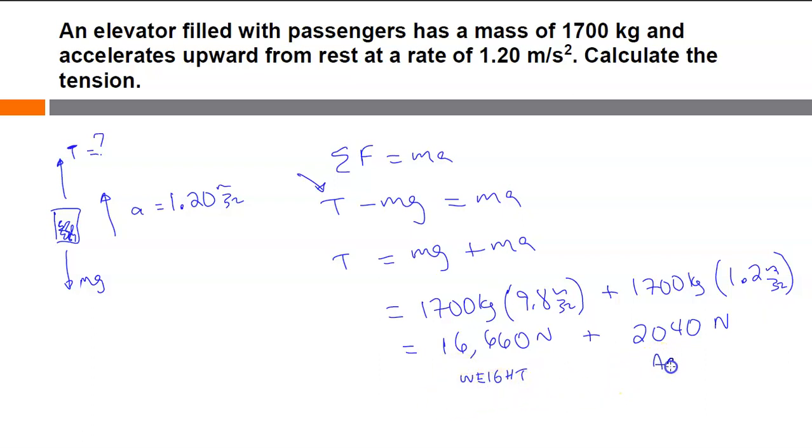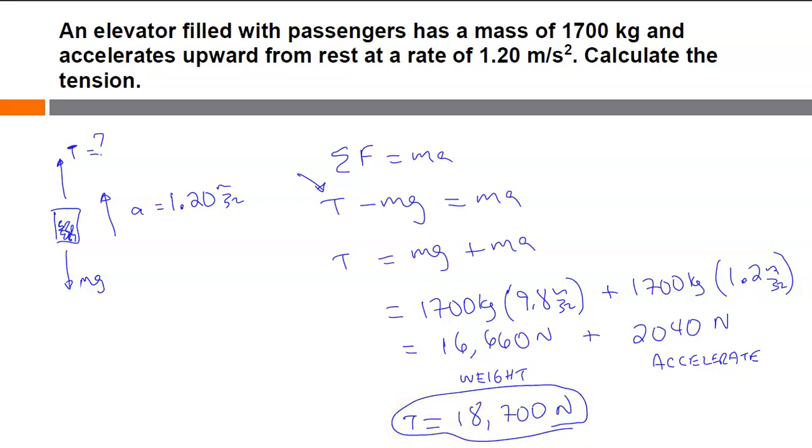And then this is the acceleration. If you want to accelerate it, you've got to pull harder on the string, right, to make it go faster and faster. If you wanted a bigger acceleration, then you'd have to pull harder. Okay? And the sum of those 2 numbers is the total thing here. Looks like that would be 18,700 newtons. Something like that for the tension in the cable.